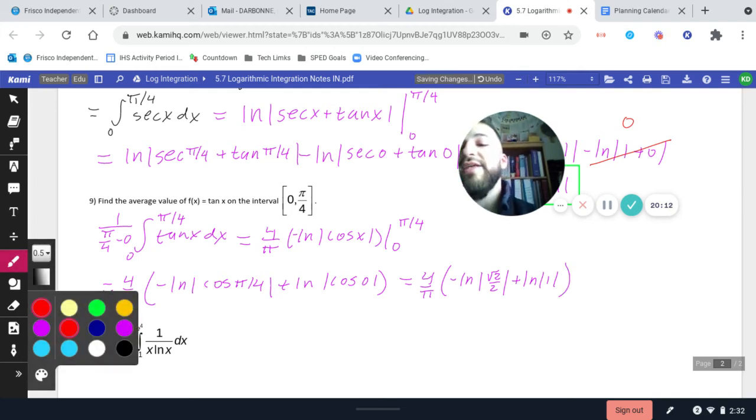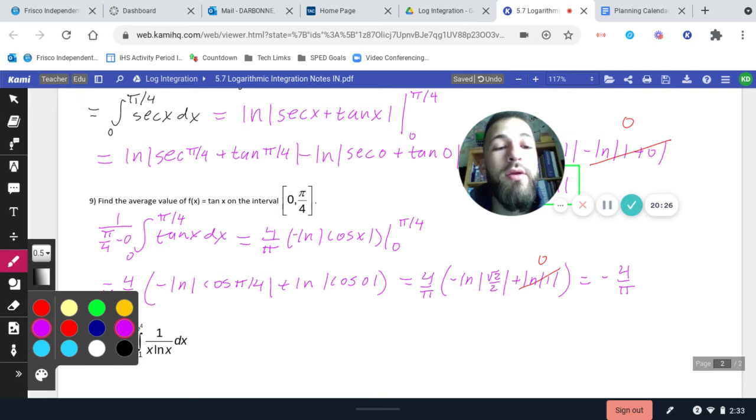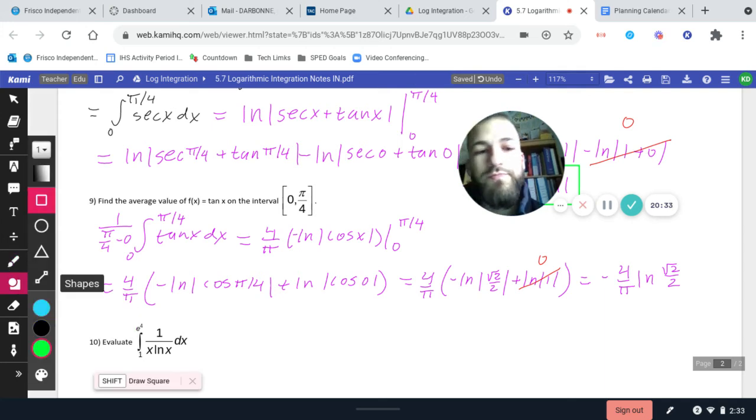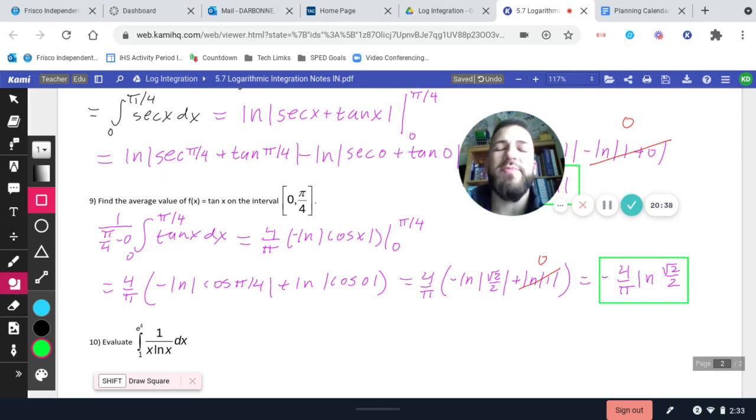Now, we just talked about this. The natural log of 1 is just equal to 0. So realistically, this is just negative natural log of root 2 over 2 in front, which I can multiply by my 4 over pi. So I get negative 4 over pi natural log of root 2 over 2. I can leave the absolute value of root 2 over 2, but the absolute value of positive root 2 over 2 is just root 2 over 2, so it doesn't really matter if you leave it in the final answer or not.